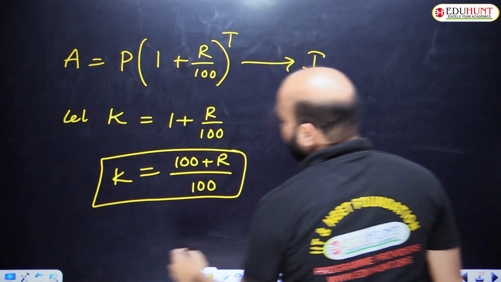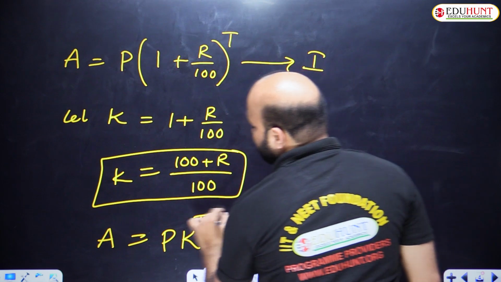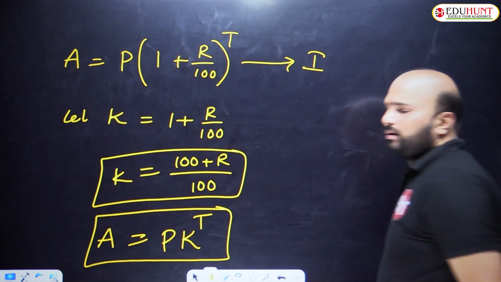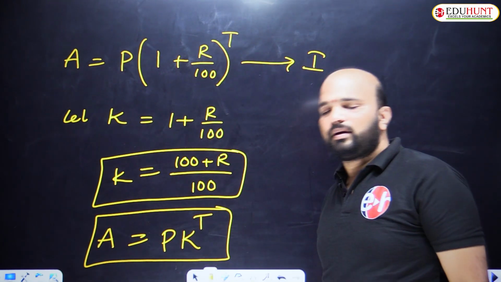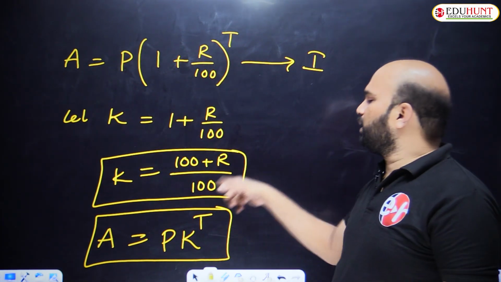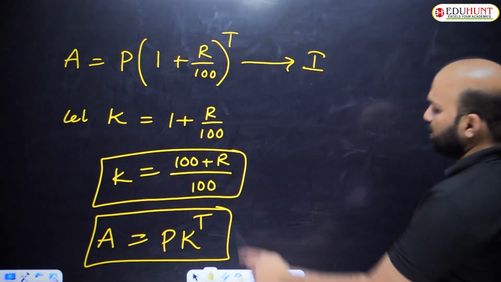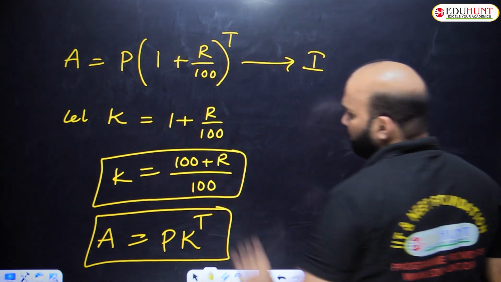So the equation becomes, in short form, A equals P k power t. This is the short formula: amount according to compound interest equals P k power t, where k equals 1 plus r by 100, or (100 plus r) by 100. This is the short formula. So this expression, 1 plus r by 100, is the k value. Am I clear?